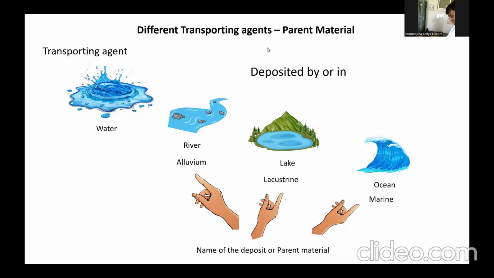So depending upon the transporting agent, that is water, the deposits brought by the river, lake and ocean are called alluvium, lacustrine, and marine, respectively. Now let us go through these factors in depth. First we will discuss alluvium, followed by the other deposited materials.